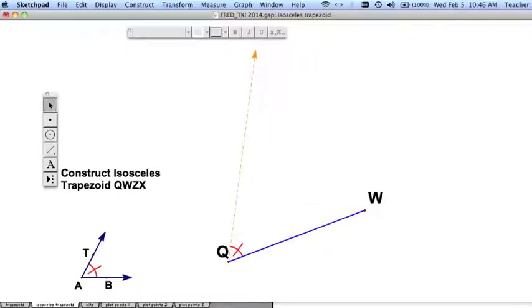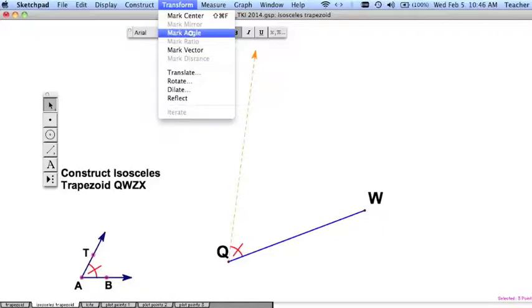Okay, now I'm going to draw a ray with the same red angle at W. So double click on W. But I want the angle to open the other direction. So how about if we just record it in the other direction? T, A, B. Transformers, mark angle.